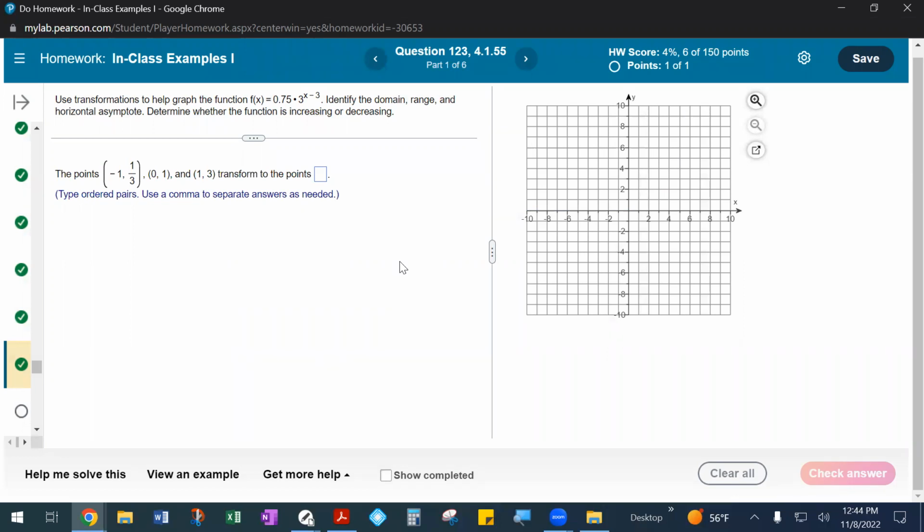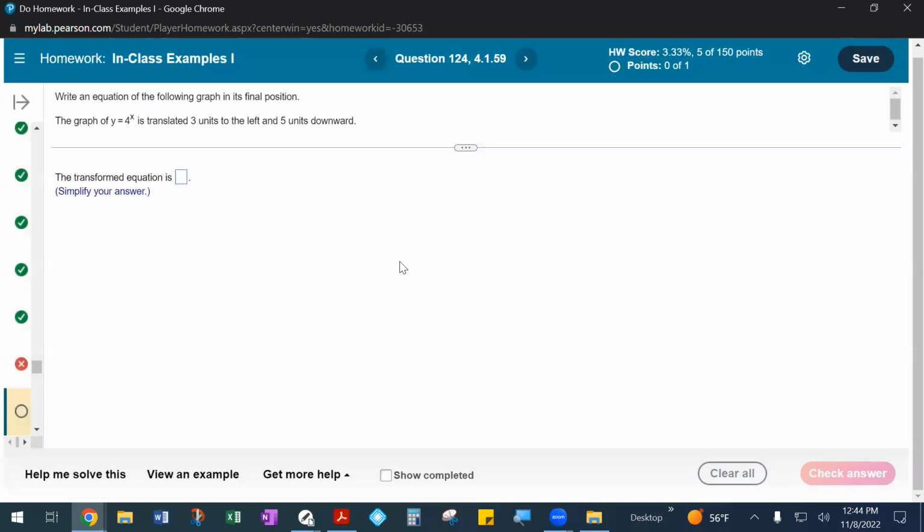Now, this next question here is just asking you to come up with the equations. It's telling you what kind of transformations are happening. And then we have to come up with our equation. So they're giving you the base function. So that's our base function, y equals 4 to the x. They're telling us it's being translated 2 units to the left and it's moving 5 units downward. So how will that change our equation?